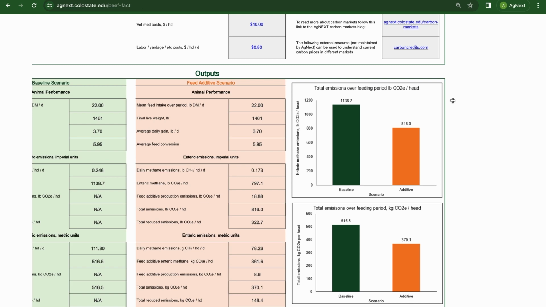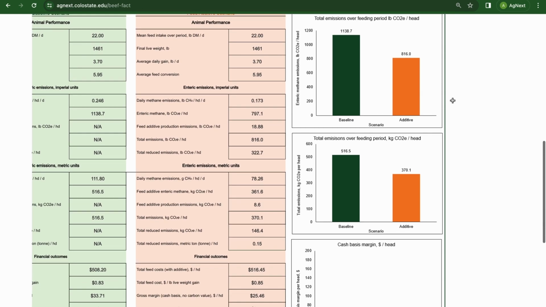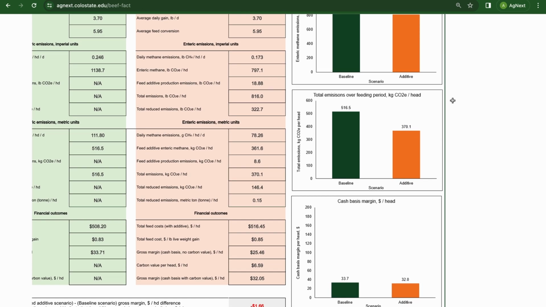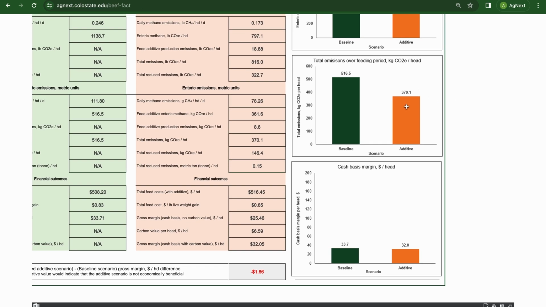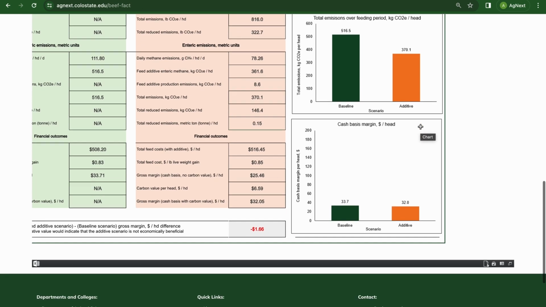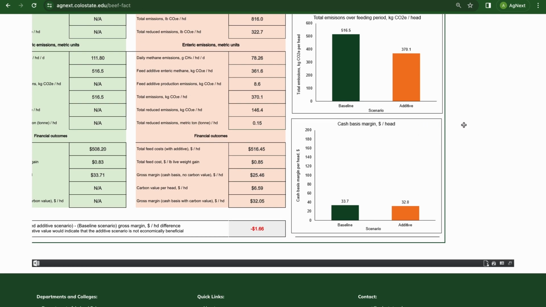our inputs above. The second chart is the same information, but now expressed instead of pounds as kilograms. So if we want to look at it in metric units, we can also look at those results there. Finally, the last chart is the cash basis margin in dollars per head in terms of the baseline scenario and the additive. So this is based on the economic and performance inputs that were entered above.